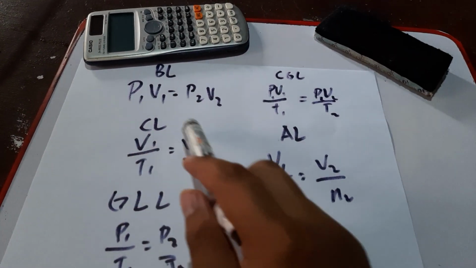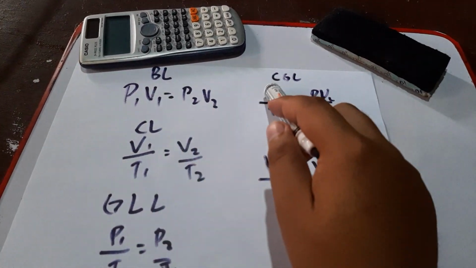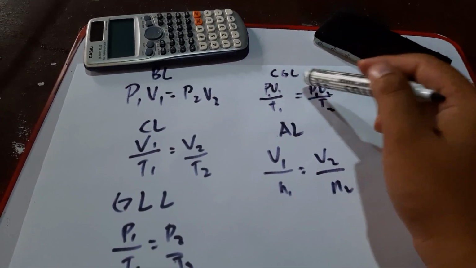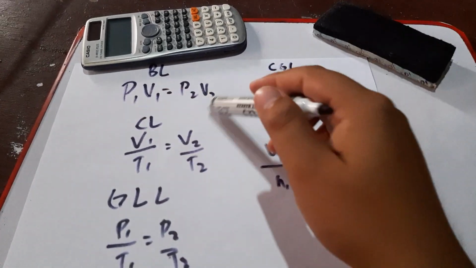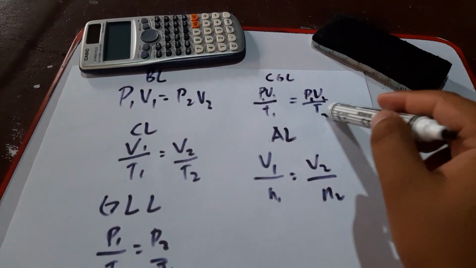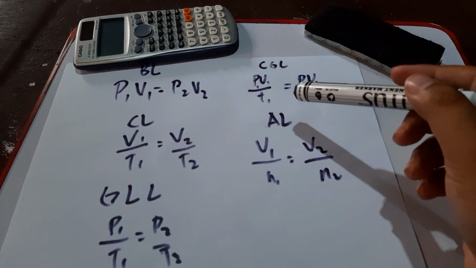So the volume is always in the numerator, meaning I don't have to change my volume. Pressure is also always in the numerator, so the pressure stays there. And the temperature is always in the denominator. Now, hopefully you can follow.